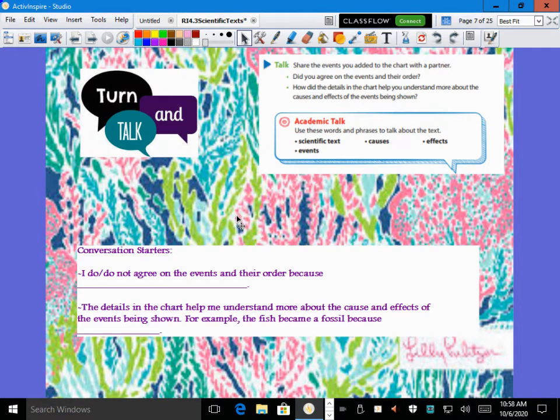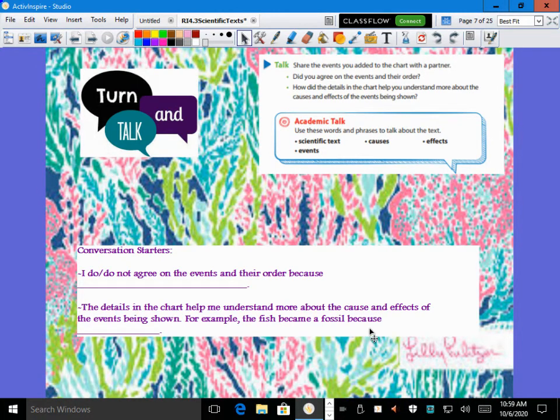All right, so even if you don't have someone near you, let's talk this out about what we just learned today. I definitely would agree with the events and their order, with what we just saw, because the events explain the process of how the fossil actually forms. So if those details are helping me understand more about the causes and effects of how the fossils are forming, we could even come up with a statement here.